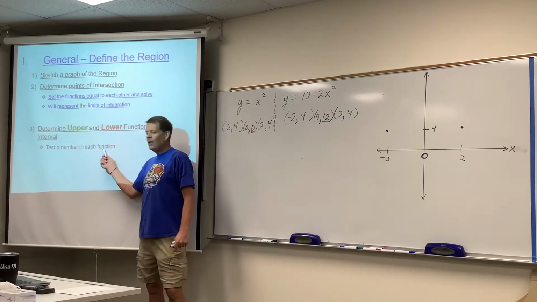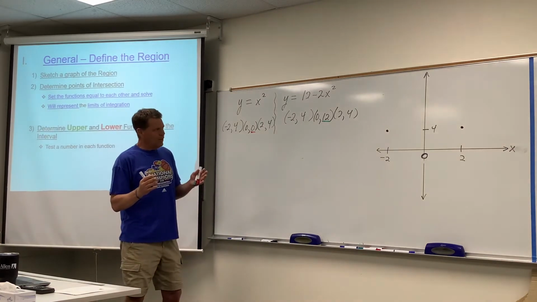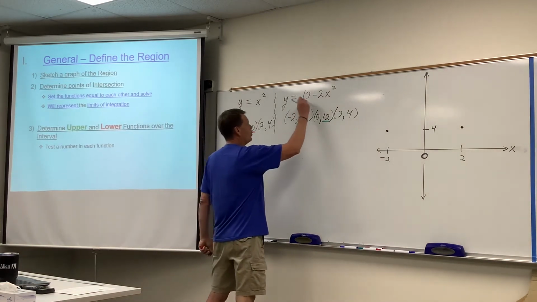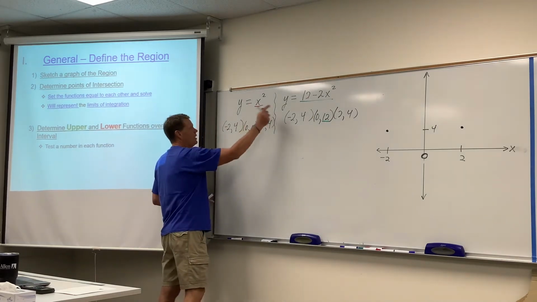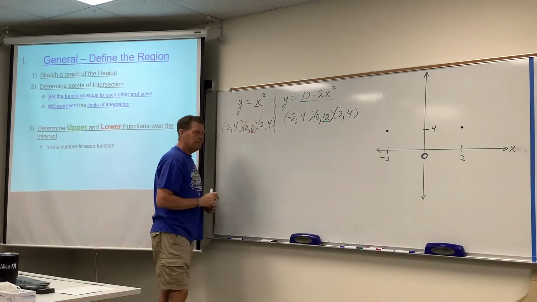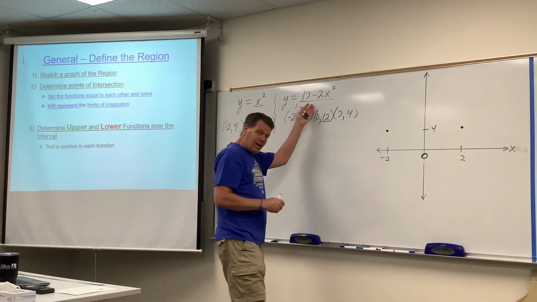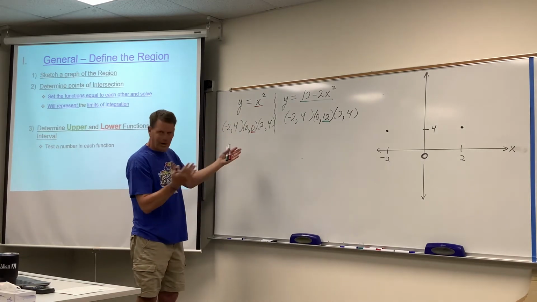Test the number, make sure it's in your interval, make sure it's between -2 and 2. And in my mind, I'd go, okay, so 12 is a bigger number than 0, so you're the upper and you're the lower in that interval, okay? And so I underline that one in green, if you can tell, and that one in red, because 12 is a bigger number than 0.